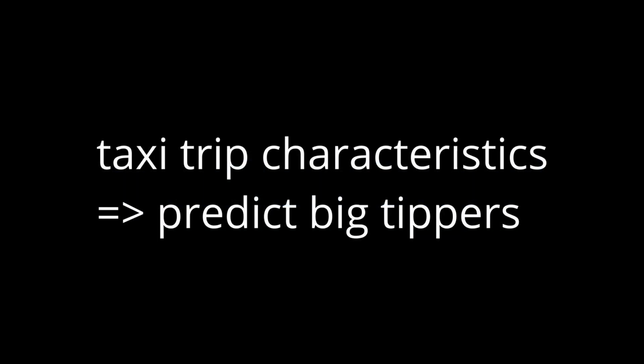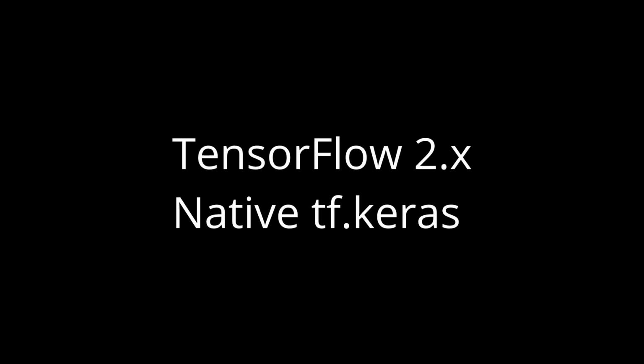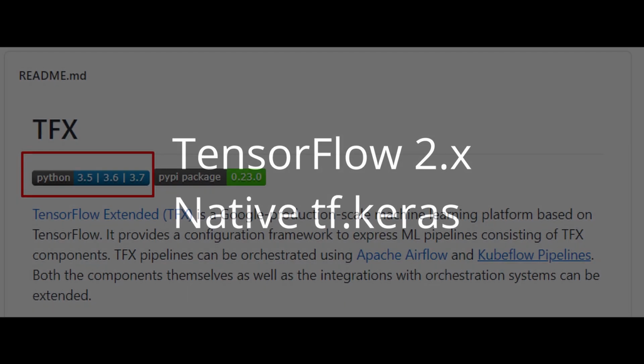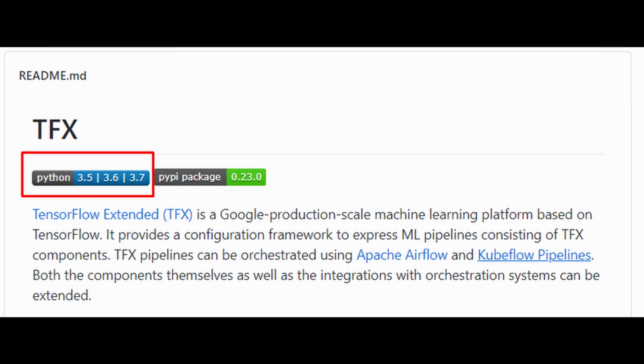The task is relatively simple. Given some trip data, predict if the customer is a big tipper. Such models are used to prioritize driver to passenger matching if taxi demand is high, for example. For the seasoned TensorFlow developers, we're going to focus on the newer Keras with the TensorFlow version 2 API and provide no focus on the old estimator API whatsoever.